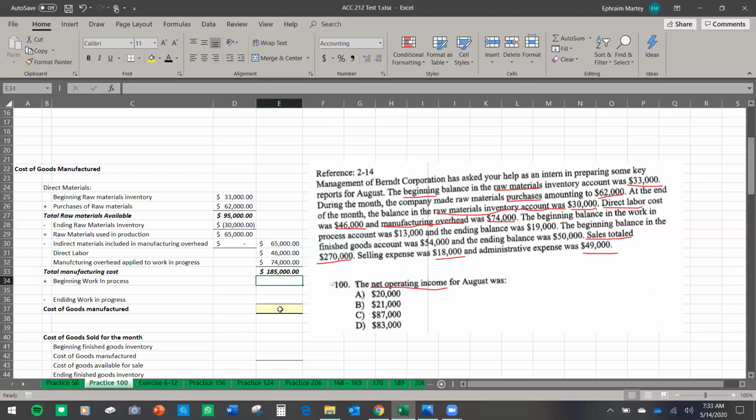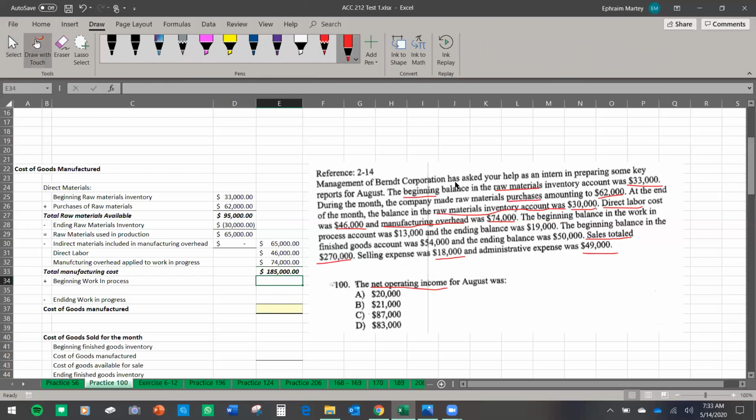So for our cost of goods manufactured, we will add the beginning work in process, or beginning work in progress. What is our beginning work in process? Can you see it right here? It says work in process was 13,000. So we add the 13,000 here, and then the total gives us this plus that. We have 198,000.